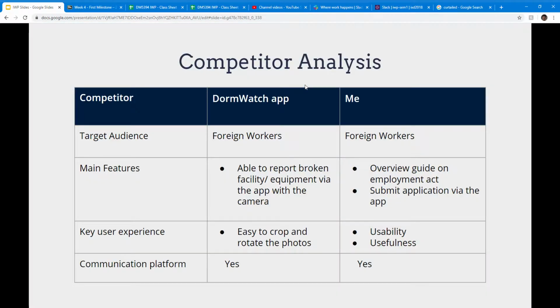So moving on to the competitor analysis, currently there's only one app that is catered to foreign workers, which is called the Dorm Watch app. Its main feature is being able to report broken facilities or equipment via the app with the camera. The key user experience is that it is easy for them to crop and rotate the photo within the app itself. As for my app idea, it will be an overview guide on the Employment Act itself, and a feature where they can submit an application via the app. As for the key user experience, I think it will be usability and usefulness.